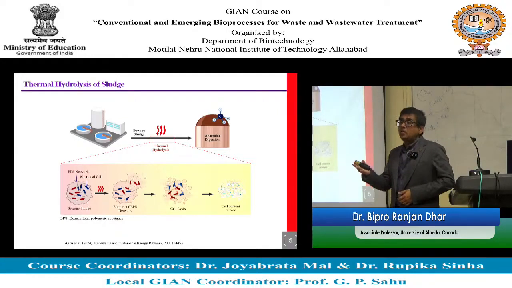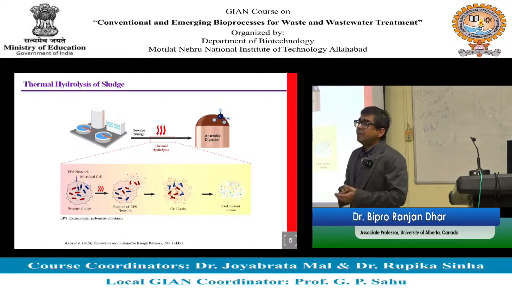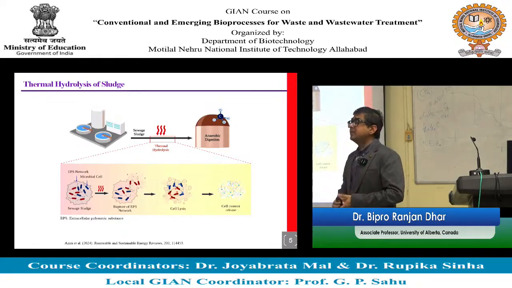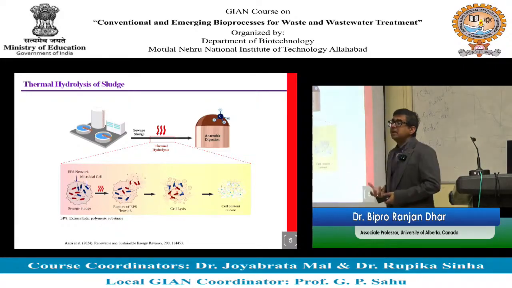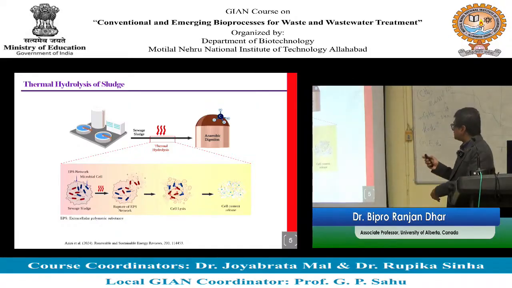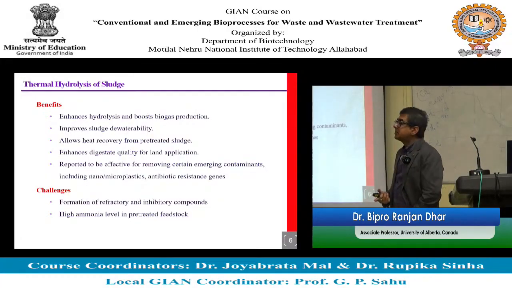For example, waste activated sludge is difficult to digest compared to primary sludge. Why? Because waste activated sludge is the biomass generated during the activated sludge process. Microbes utilize organics and produce new cells, and breaking down those cells can be difficult. That's why thermal hydrolysis can be used to break down those cells and release the intracellular polymeric substances. If we improve the hydrolysis, we can also improve the biogas production.